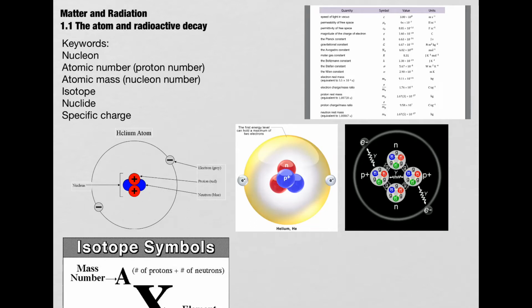Hello, this is Mr. Dobson, and today we're going to be looking at the first unit from the AQA Physics course, Matter and Radiation, and we're going to focus on the atom and radioactive decay. Now, in essence, this is a review of stuff you should remember from GCSE, but it takes it a little step further in a couple of places.